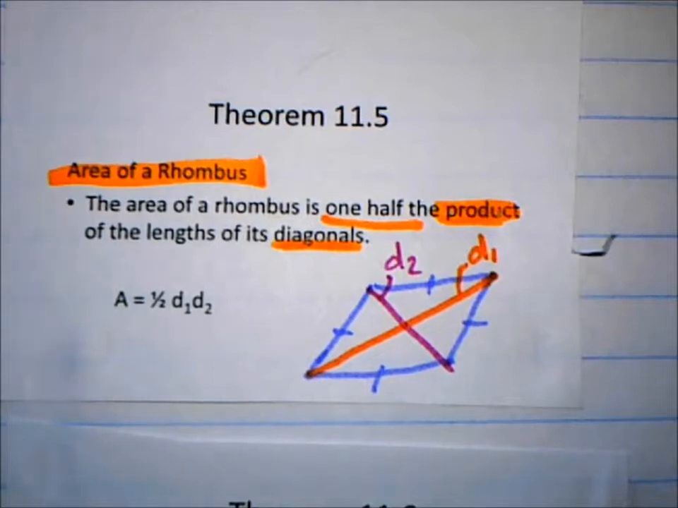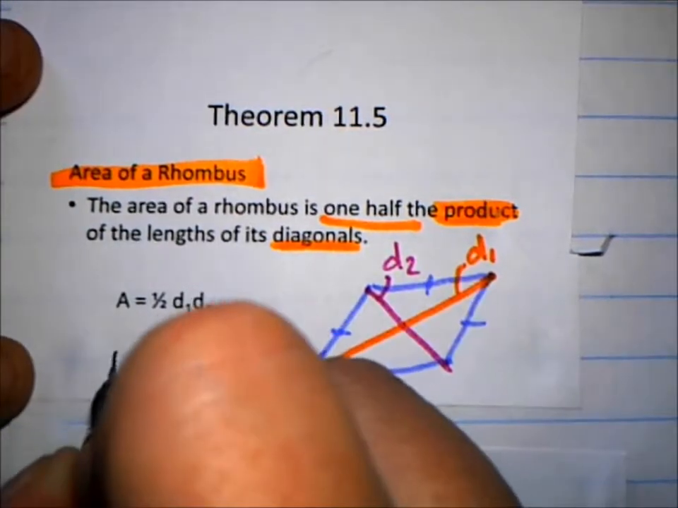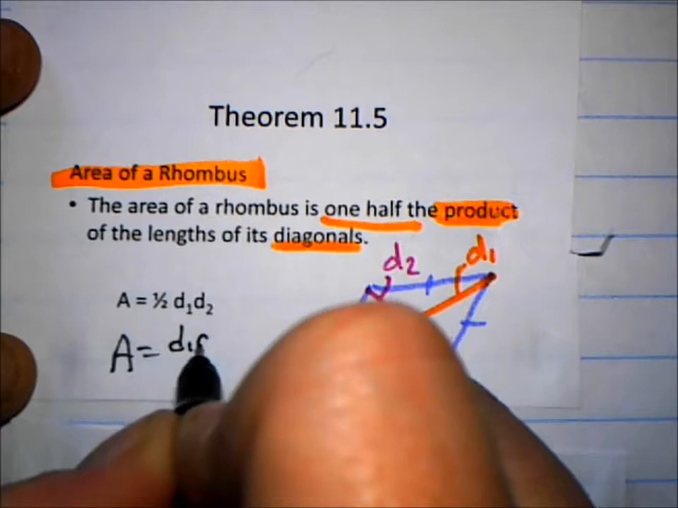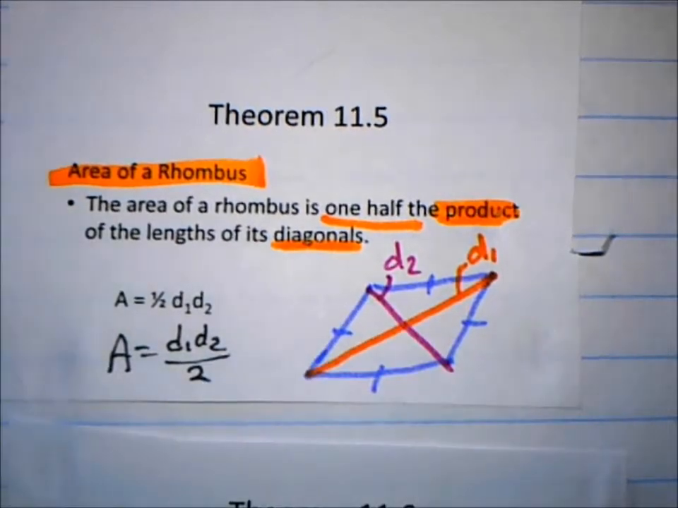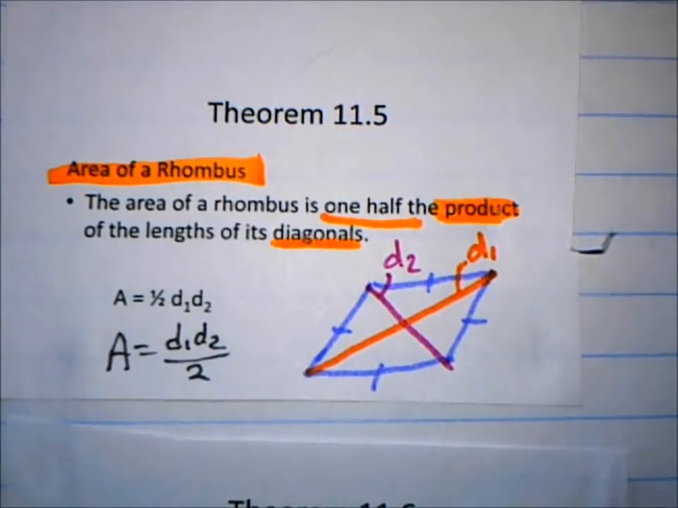So the alternate formula would be D1 times D2, all divided by 2. Okay.